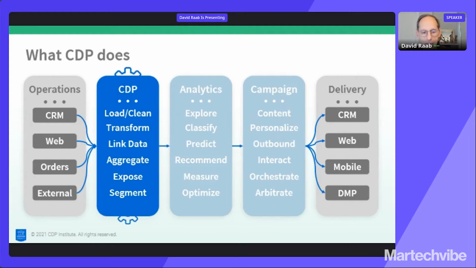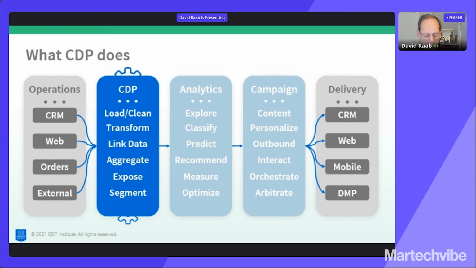Now that is just the beginning of what you really do with your customer data. In reality, of course, you do a lot of things with your customer data. You analyze it, classify recommendations, and do all kinds of campaigning activities, which are your outbound campaigns, your personalization, and your real-time interactions. Again, we could spend 20 minutes, we won't. And so then finally it gets delivered.